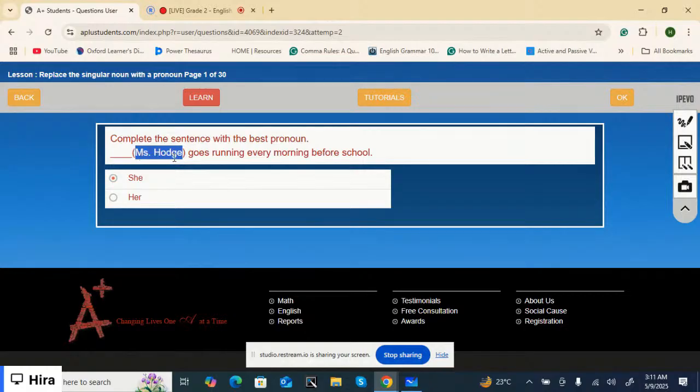Well, Miss Hodge is a name of a woman or a girl. And as I've told you, we can use she or her. But why did we choose she? Because it's the subject place. And she is the subject pronoun. It's a subject place. So we have to use she. Very well. Correct answer.